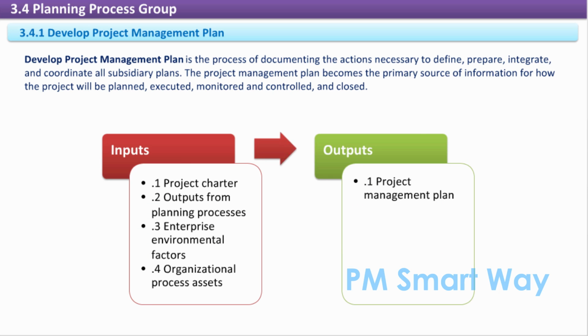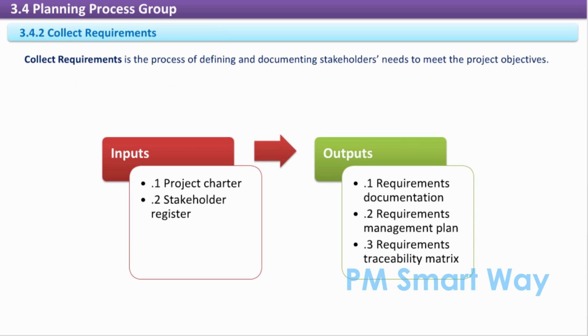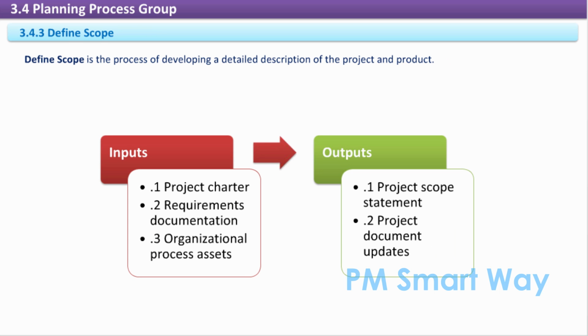Develop project management plan. Develop project management plan is the process of documenting the actions necessary to define, prepare, integrate, and coordinate all subsidiary plans. The project management plan becomes the primary source of information for how the project will be planned, executed, monitored and controlled, and closed. Collect requirements. Collect requirements is the process of defining and documenting stakeholders' needs to meet the project objectives. Define scope. Define scope is the process of developing a detailed description of the project and product.